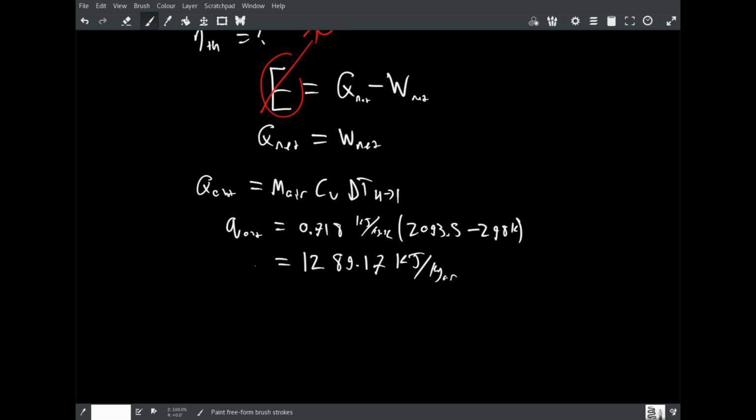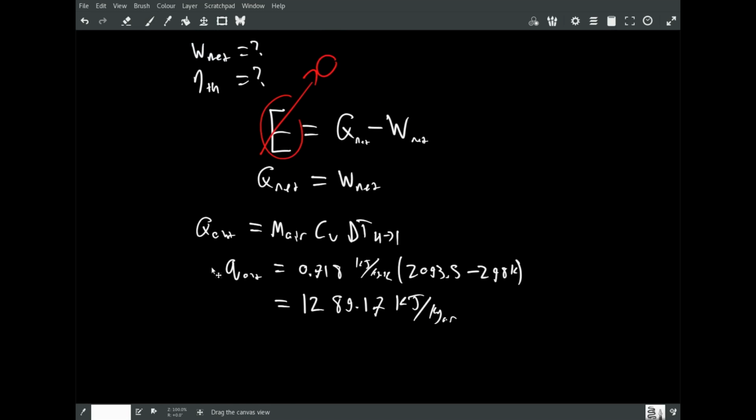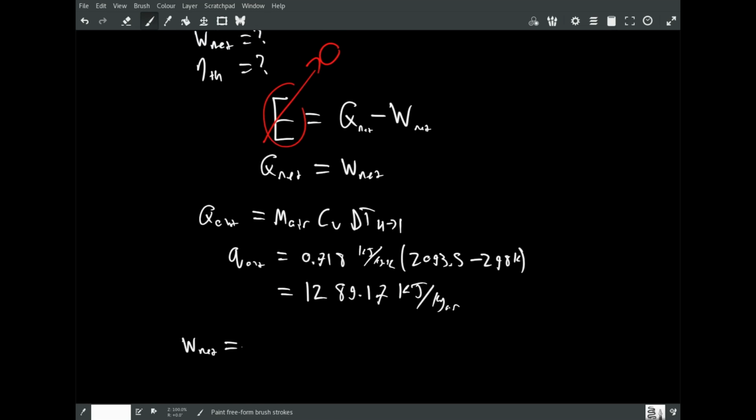So now we can find our net work. We can find our thermal efficiency as well. So net work is going to be Q in minus Q out equals 2961.8 kilojoules per kilogram minus 1289.17 kilojoules per kilogram.